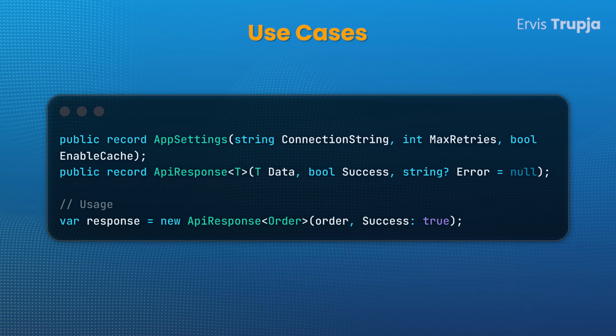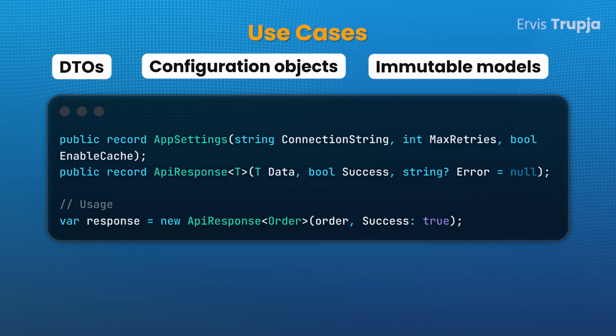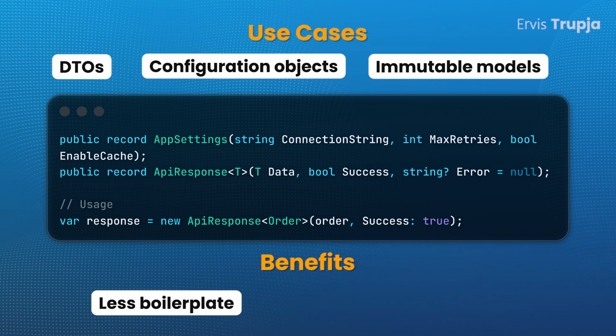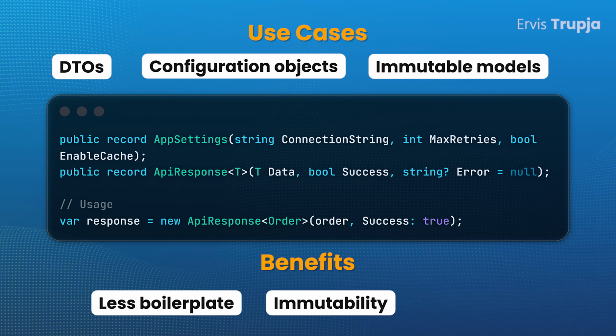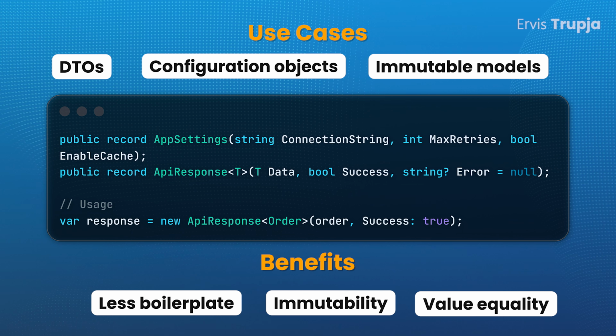Records are ideal for DTOs, configuration objects, or any immutable data models, reducing boilerplate, ensuring immutability, and making equality comparisons based on values rather than references.